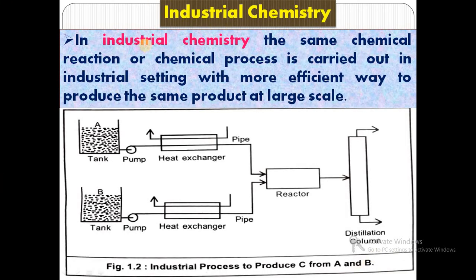But in industrial chemistry, the same chemical reaction or chemical process is carried out in an industrial setting in a more efficient way to produce the same product at large scale. Large scale production is carried out in industrial chemistry.